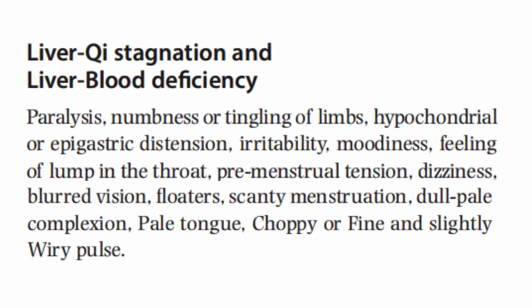In liver qi stagnation and liver blood deficiency, paralysis will come with numbness or tingling of limbs, hypochondrial or epigastric distension, irritability, moodiness, feeling of lump in the throat, premenstrual tension, dizziness, blurred vision, floaters, scanty menstruation, dull pale complexion, a pale tongue, and a choppy or fine and slightly wiry pulse.